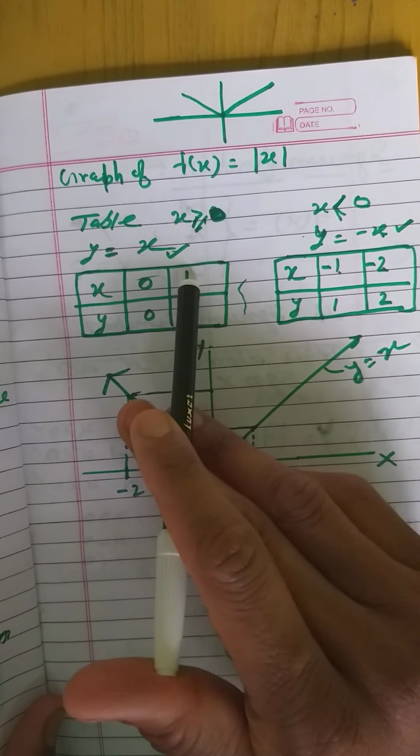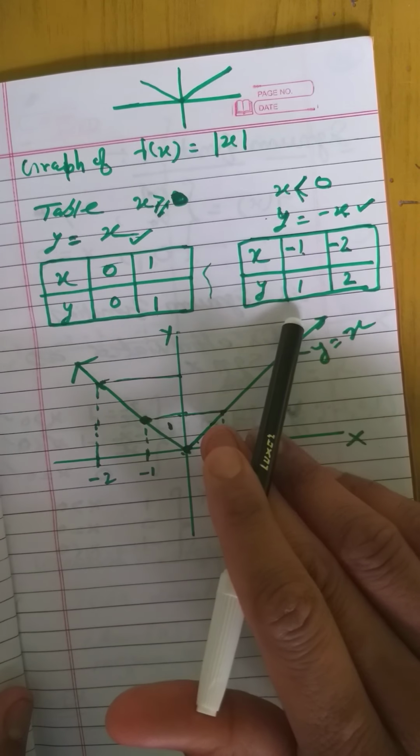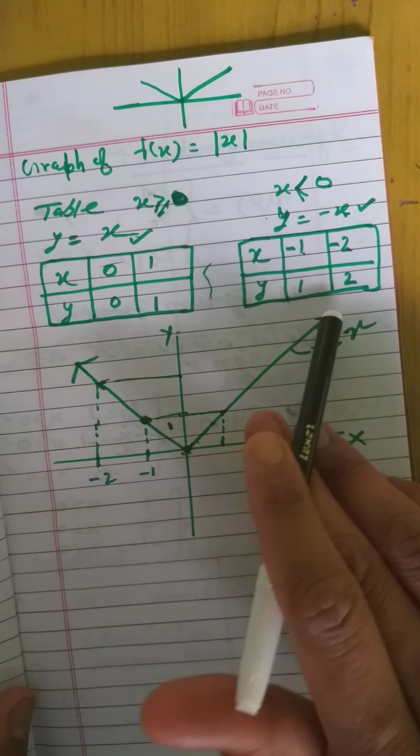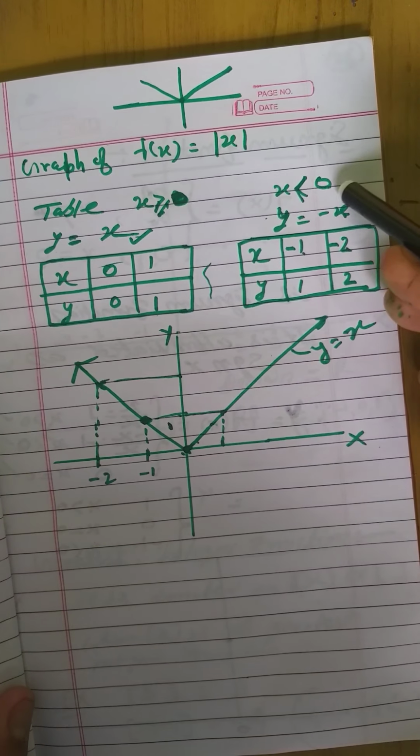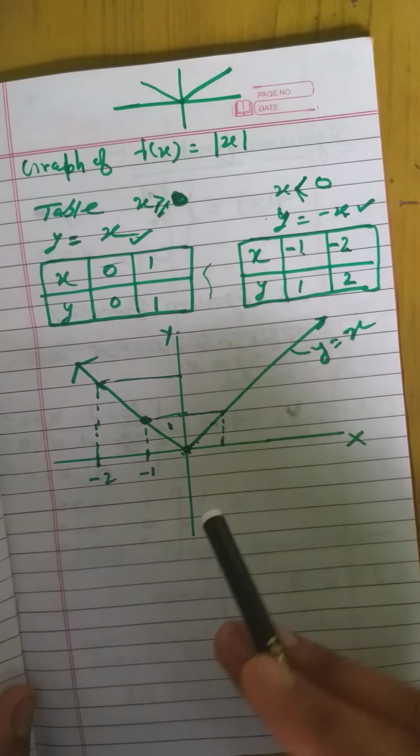If you put x equal to 1, you will get y equal to 1. Same way for the second one. If you put x equal to minus 1, you will get y equal to 1. If you put x equal to minus 2, you will get y equal to 2, because if you put any negative value, you will get a positive value in y. So you can see the graph.